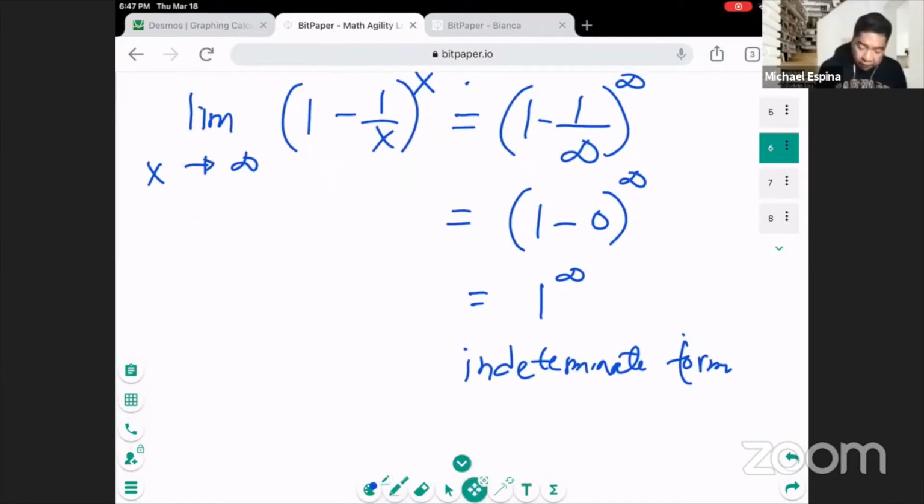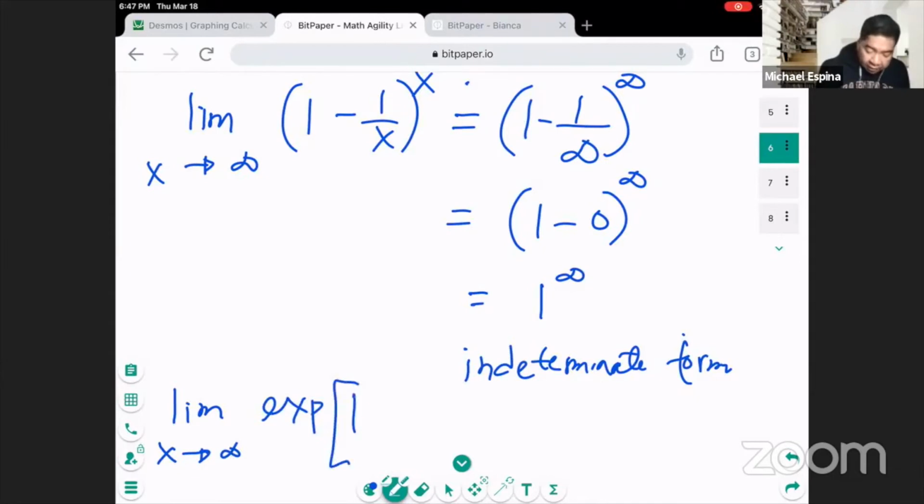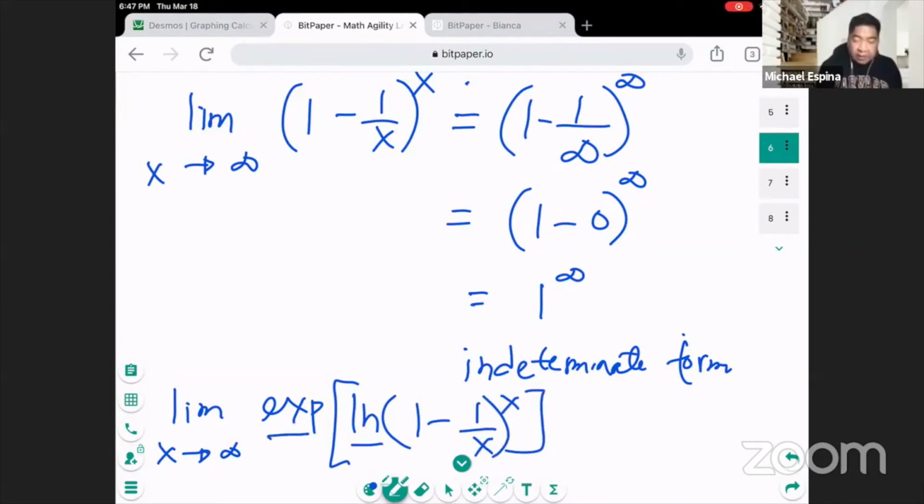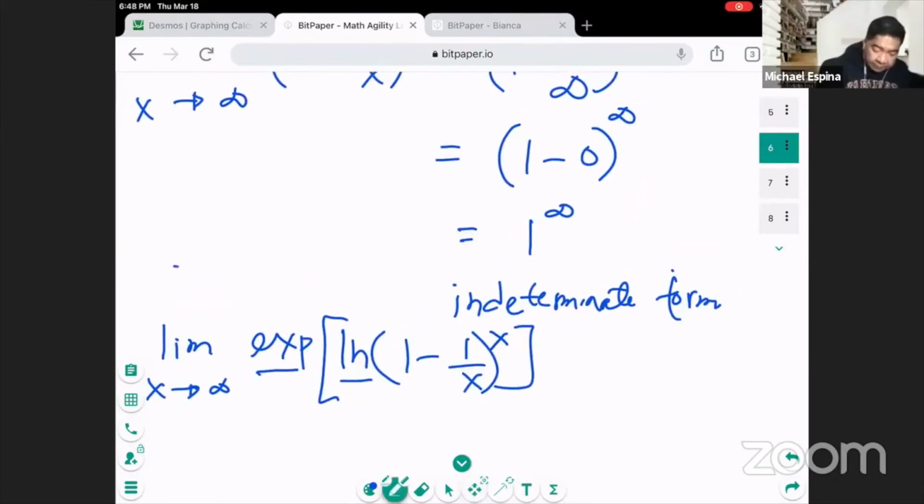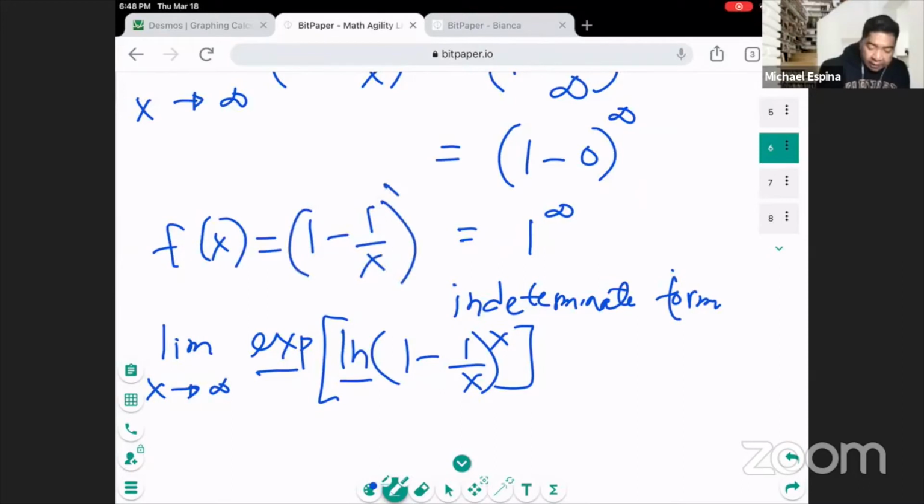So what I would do is, take the limit as x approaches infinity of the exponential function of the natural log of (1 minus 1 over x) to the x. That means the exponential function and ln, when taken together, cancel out each other's effect. So it is still our f of x, which is 1 minus 1 over x raised to the x. It's still the same.